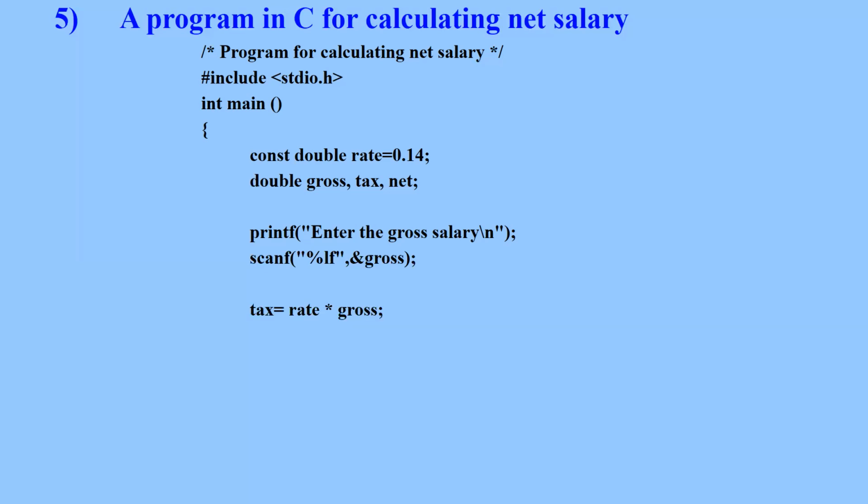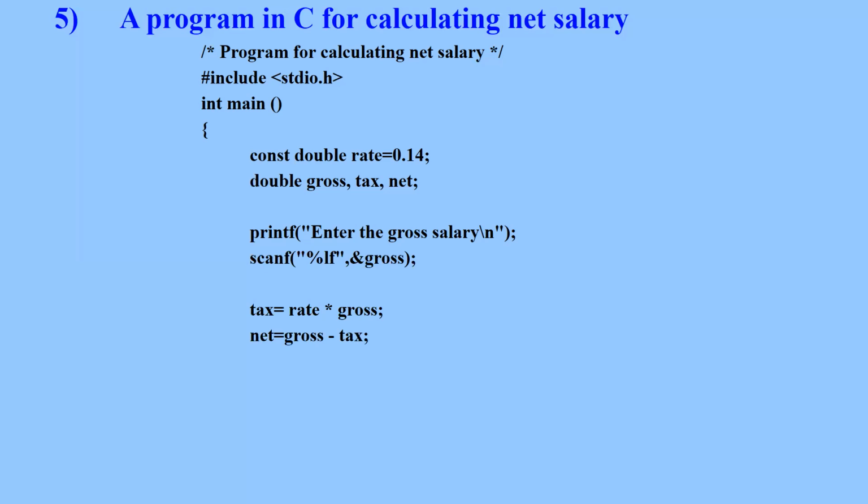So this is a computation statement. Compute the tax as: pick what is entered in the memory location called gross, multiplied by what has been stored in the memory location called rate. Whatever result you get, store it in the memory location called tax.